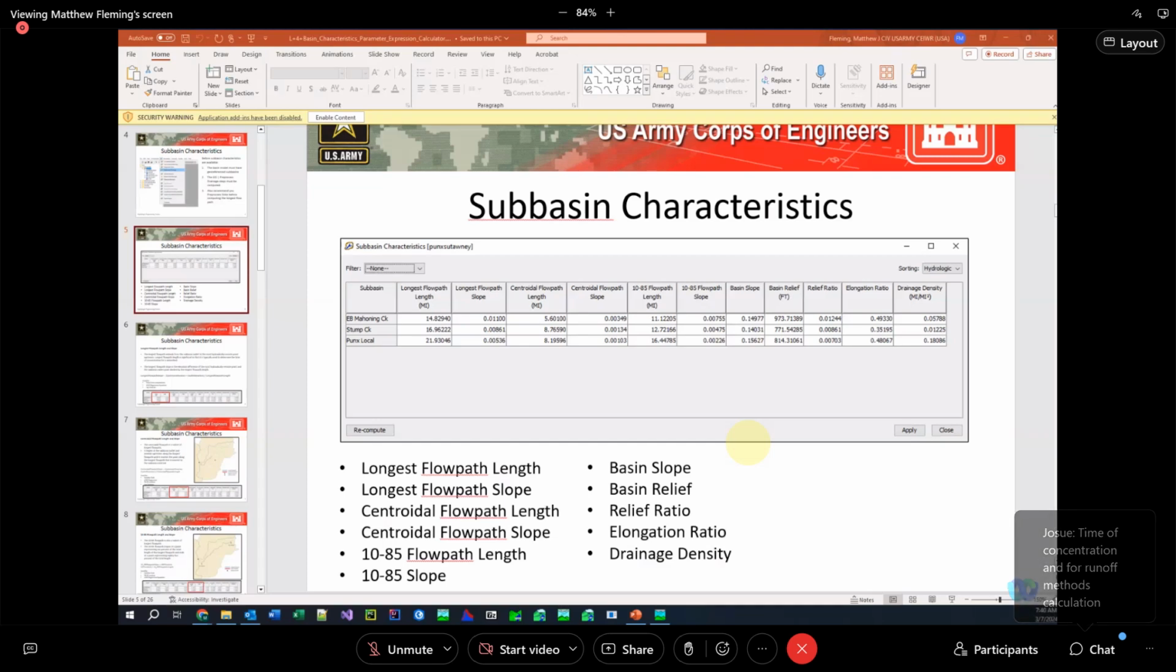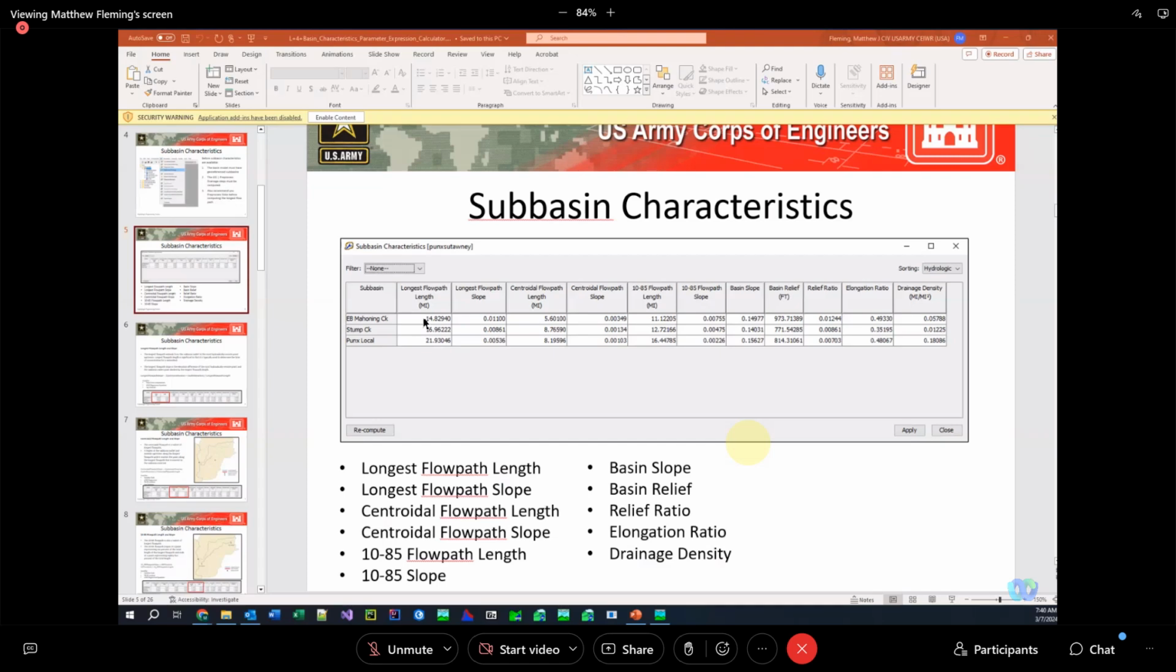So let's just pick some of these here. So longest flow path length. And these are in miles, so English units, but you can translate it to kilometers here. For this sub-basin right here, the longest flow path length is 22 miles. For this one right here, it's around 15 miles.